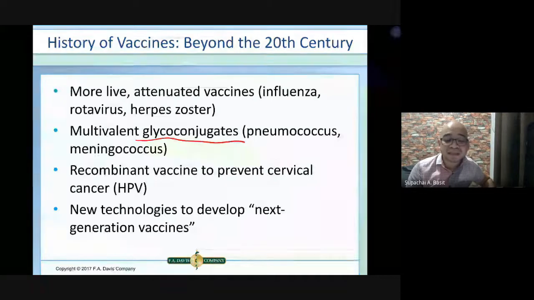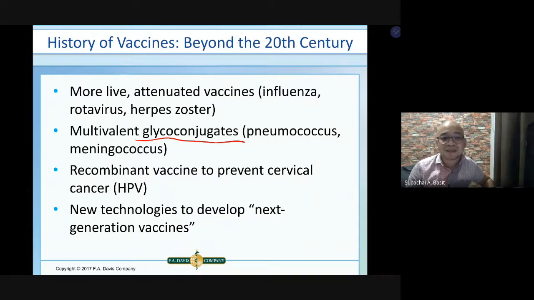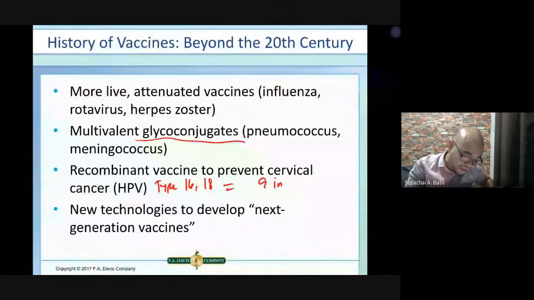And there has also been a production of recombinant vaccine to prevent cervical cancer because there are several strains of human papilloma virus that can cause cancer of the cervix, such as HPV type 16 and type 18. So now you can actually buy a 9-in-1 HPV vaccine. New technologies were also developed to produce the new generation vaccines.